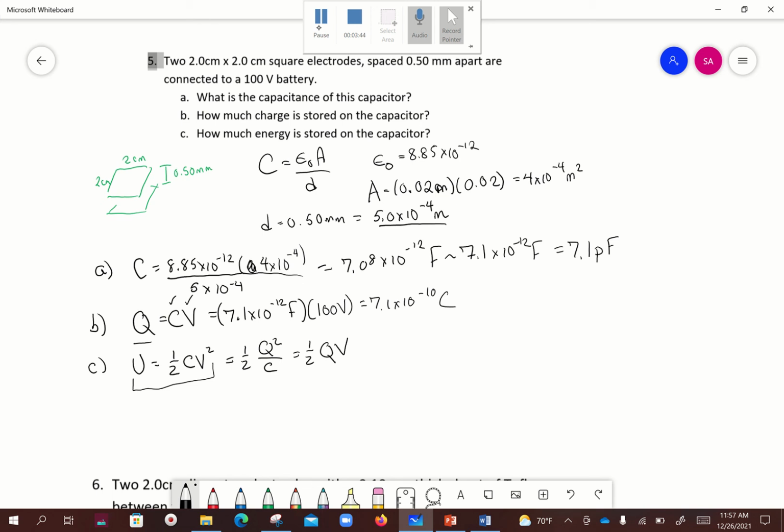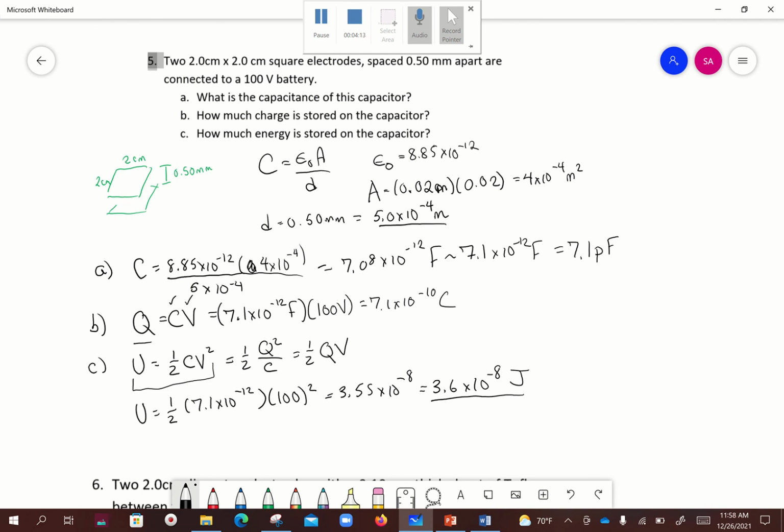So I'm going to use U is equal to 1/2 times the capacitance, 7.1 times 10 to the minus 12, times the voltage, which is 100. If I do that, I get 3.55 times 10 to the minus 8. We take that to 2 sig figs, 3.6 times 10 to the minus 8. And it's energy, so the units are joules. Okay, so again, pretty much straightforward.